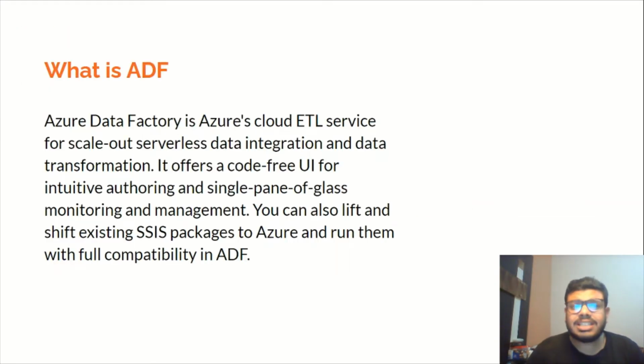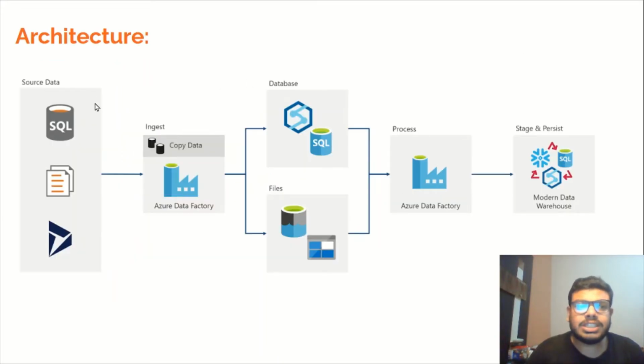Now let us see where we can use ADF. I will be discussing a lot of architectures where we can use ADF practically. Now you can see here in this case, we have source data. Source data is coming from a lot of things. We can get source data from AWS, Amazon Web Services, Google Cloud, SQL or anything, right? So this is the source data.